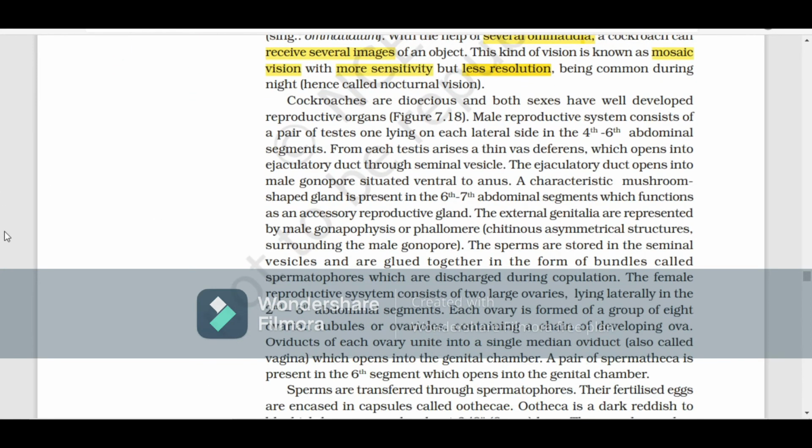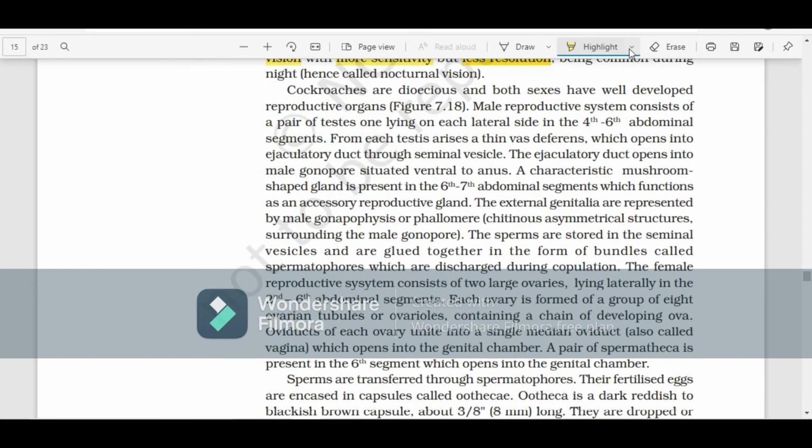Okay, so now we'll see the reproductive system of the cockroach. Cockroaches are dioecious, that is, separate sexes, right? They are unisexual or dioecious. Both sexes have well developed reproductive organs. Reproductive organs are well developed.